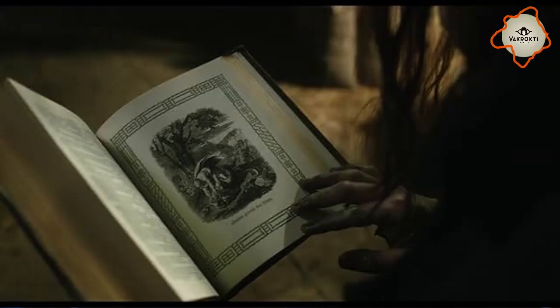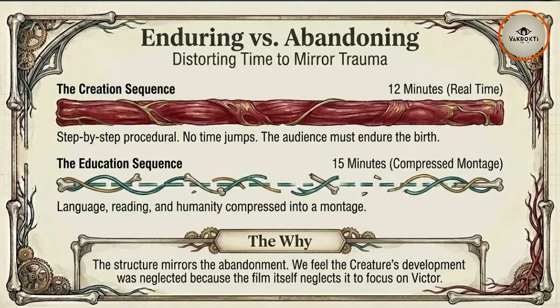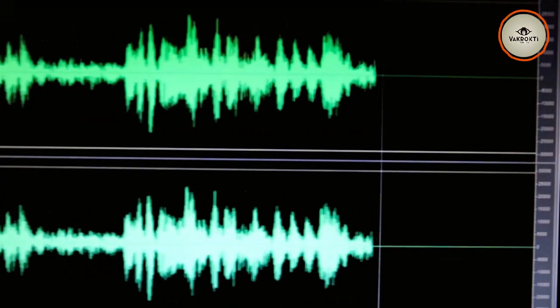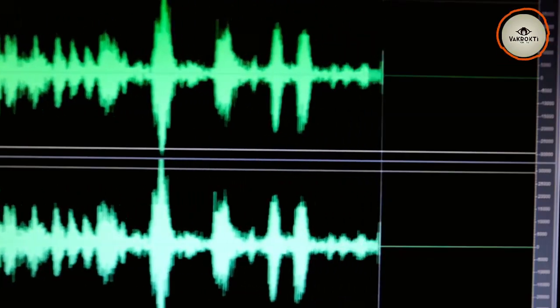That's the emotional heart of the story and it flies by. People watch that and think, wait, that felt way too fast. But what if that's the point? What if the structure is making you feel exactly what the creature feels? His education was rushed and neglected. The filmmaking itself makes you experience Victor's abandonment. Form mirrors content. Brilliant. Now let's talk about what you hear, and more importantly, what you don't.